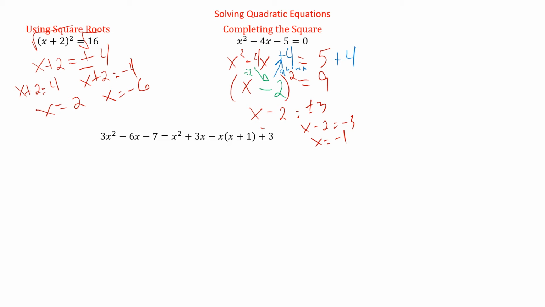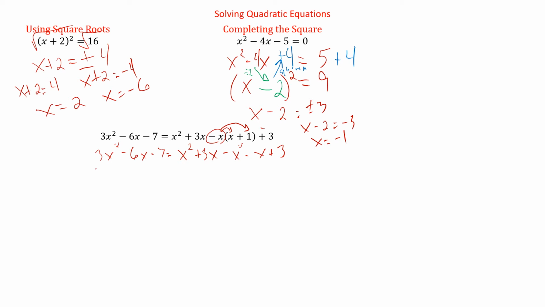We just have some work to do beforehand. So we're going to work on simplifying and combining like terms. On the first side, 3x squared minus 6x minus 7, there's nothing going on here. Really what we're looking at is we've got this that needs to be distributed. So we have 3x squared minus 6x minus 7 equals x squared plus 3x. Now this is a whole negative, so minus x squared minus x plus 3.